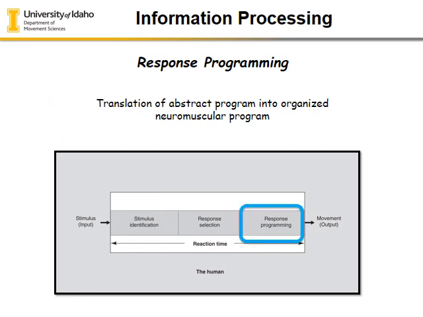And then the final one, you have that response programming. This is where you translate that abstract component of the response selection, because the response selection is very abstract in its presentation, and now you're going to program it into an organized motor program, a neuromuscular program. If you've ever taken a class from me, you hear me talk about muscle memory, and it actually isn't muscle memory. It's these neuromuscular motor programs, and this is where you can organize those abstract programs into choosing that one.